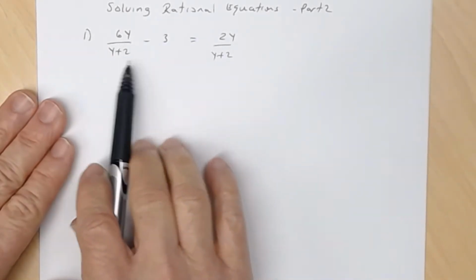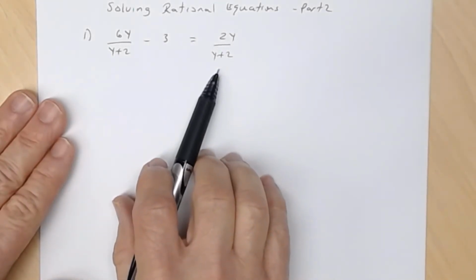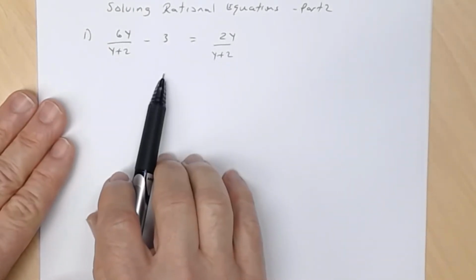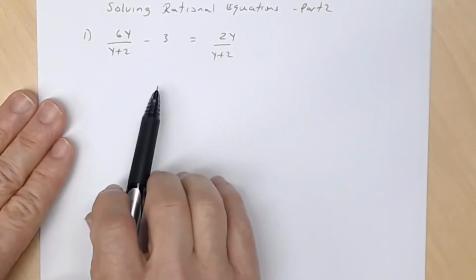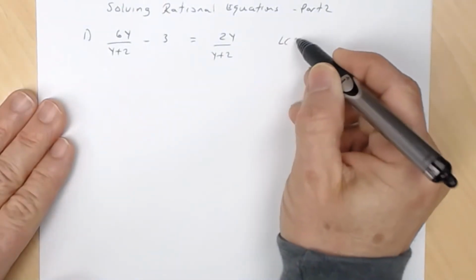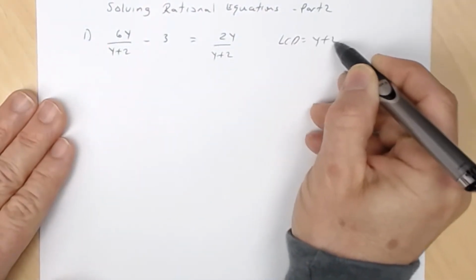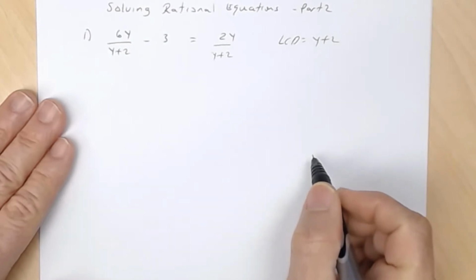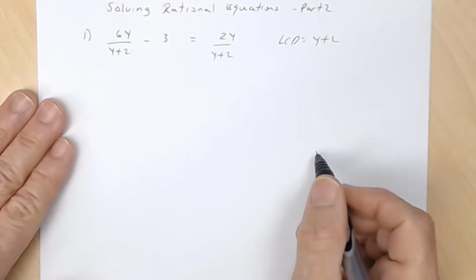So, step 1 is to factor all the denominators. If you notice, y plus 2 you can't factor. It's prime. The GCF is 1, and those are linear factors. So my LCD is y plus 2. That's your LCD. Now, the next thing you want to do is talk about your restrictions.